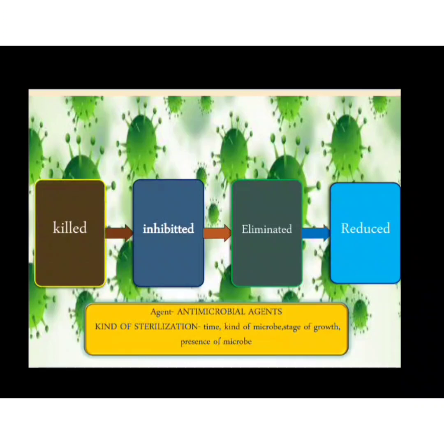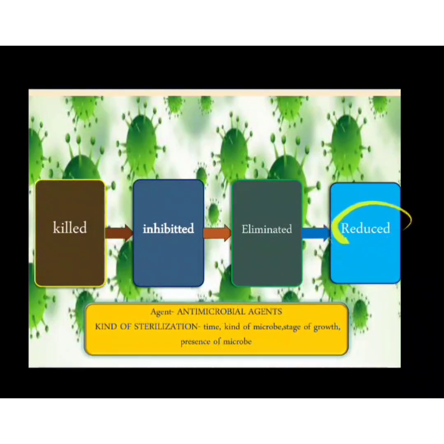There are various methods to control them. I can either kill the organisms or inhibit the growth. What is the meaning of inhibition? Inhibition means I am not killing the organisms, nor removing them. The organisms are there, but the growth becomes stagnated. Next, I can eliminate them, meaning I will remove the organisms from that particular area.